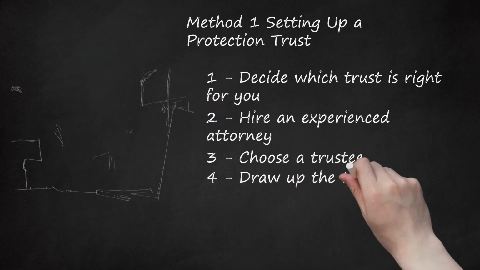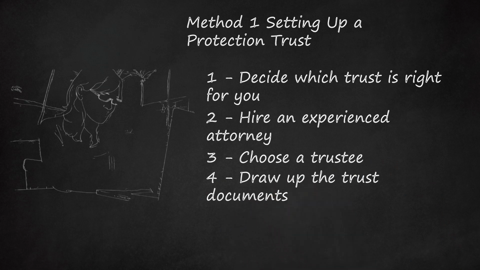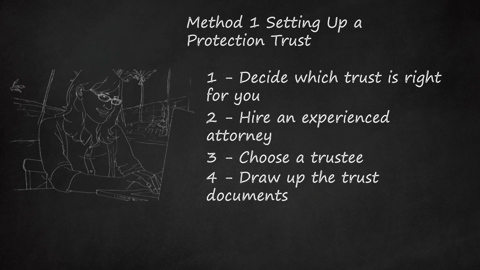4. Draw up the trust documents. Asset protection trusts must include specific clauses and language to adequately protect the assets you hold in them. Your attorney will draft the documents for you and go through them to ensure you understand everything. In its most basic form, asset protection trust documents are similar to the documents required to establish any other trust. Your documents will contain language to establish the trust, identify the trustee, and list the assets included in the trust.